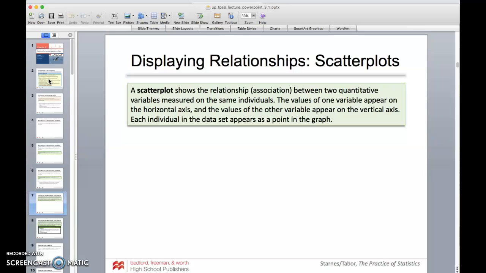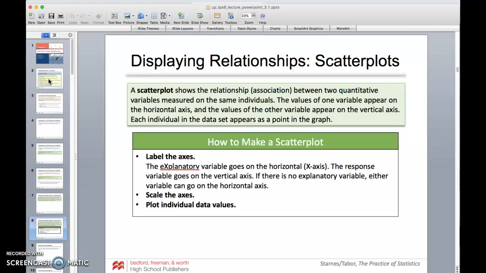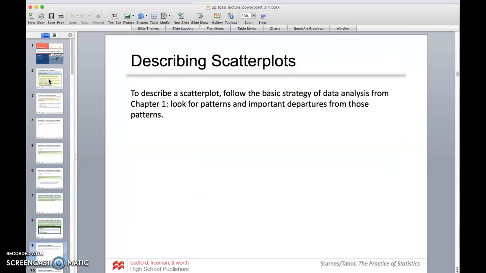A scatter plot, something we've seen before, shows the relationship, the association, between two quantitative variables measured on the same individuals. The values of one variable appear on the horizontal axis and the other on the vertical, and each individual in the data set appears as a point in the graph. So you want to label the axes. The explanatory variable should go on the x-axis, the horizontal. The response should go on the vertical. If there's no explanatory variable, then either one could go on either axis. It doesn't matter. You want to make sure you scale the axes and then plot the individual data values.